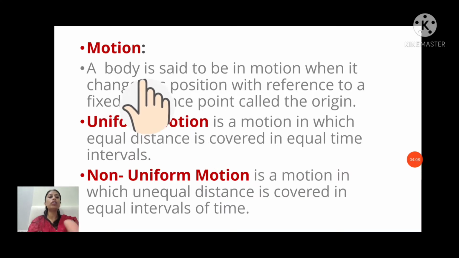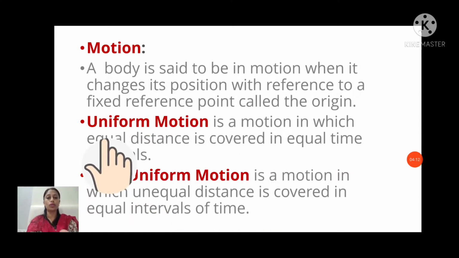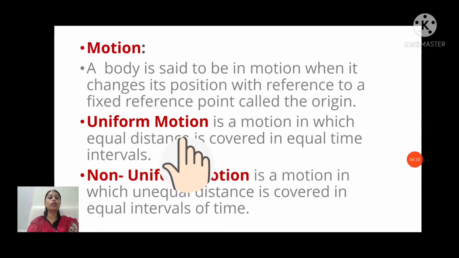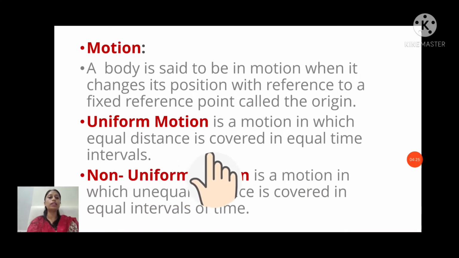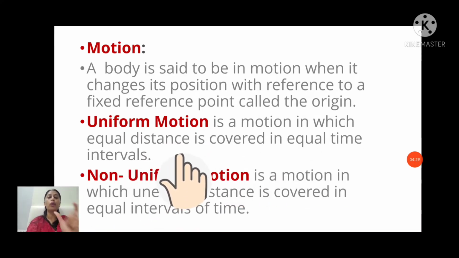Now, in motion we have uniform motion and non-uniform motion. So we will understand what is uniform motion and what is non-uniform motion. So let's read what is uniform motion. Uniform motion is a motion in which equal distance is covered in equal time intervals. Uniform means same, and non-uniform means not same.